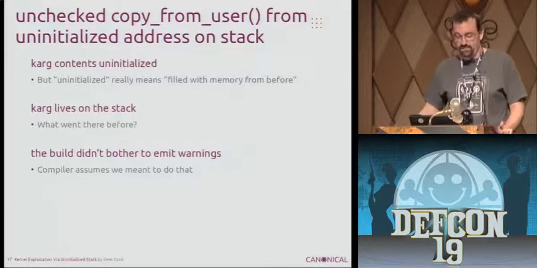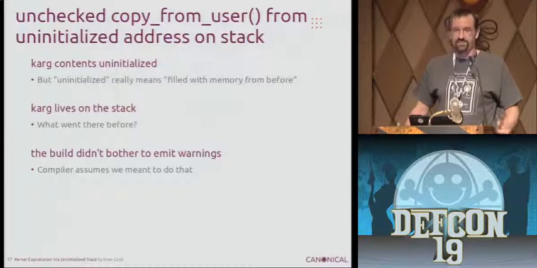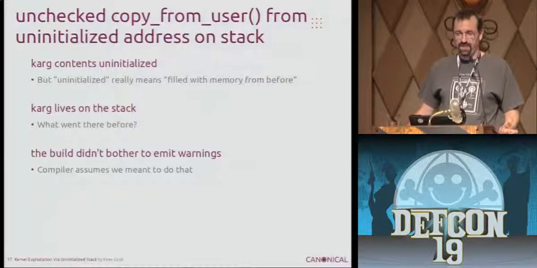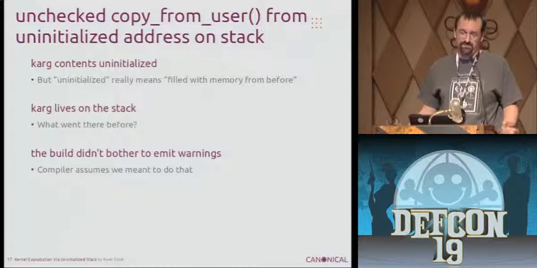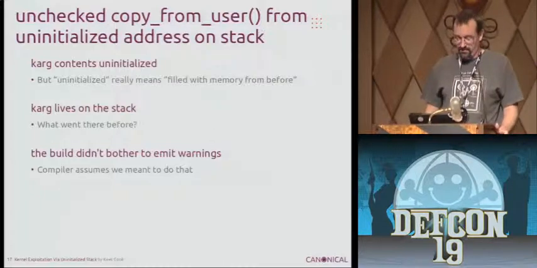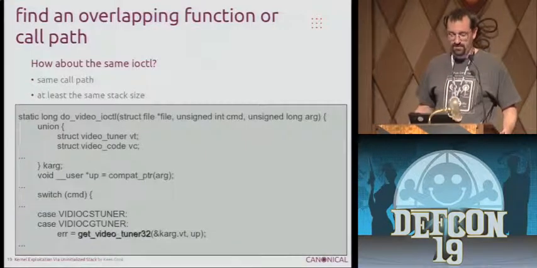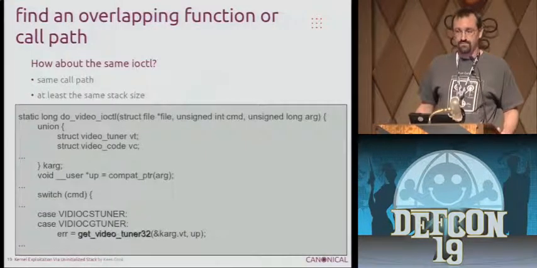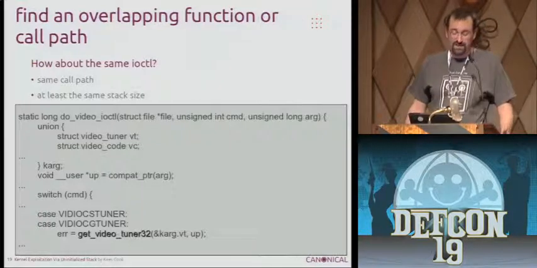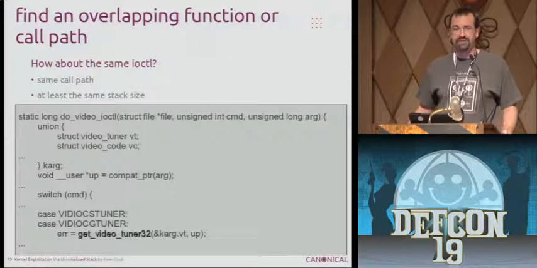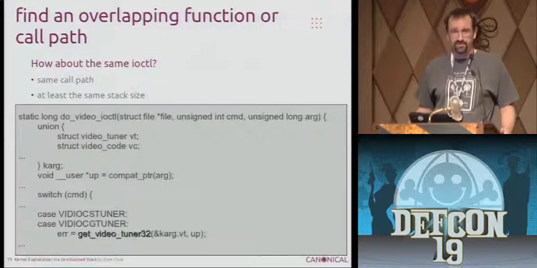And one of the questions is why does this even show up? Why didn't anyone notice it? And the problem is that we passed everything by pointer value, so the compiler just ignored it, figured we knew what we were doing when we built it. So to control this variable, you find something else that builds the stack in a similar fashion. Lucky for me, this was in an I/O control, which means that you just pick a different option for your I/O control, and you'll actually have exactly the same stack layout.